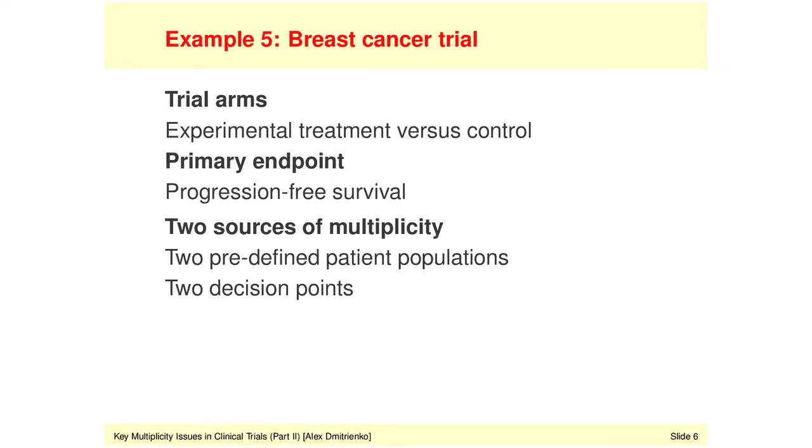A good example of an adaptive trial with additional multiplicity components is the phase 3 trial in patients with locally advanced or metastatic breast cancer that we introduced in Module A as example 5. A quick summary of this trial example is presented on the slide. This is a 2-arm trial. An experimental treatment will be compared versus control. The primary endpoint in this trial is progression-free survival, and what is more important from our perspective right now is there are two sources of multiplicity in the trial. There are two predefined patient populations and two decision points.